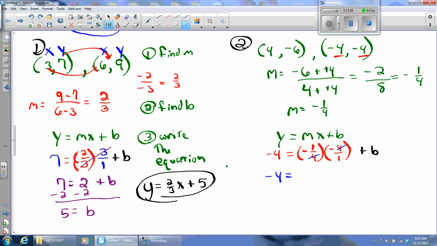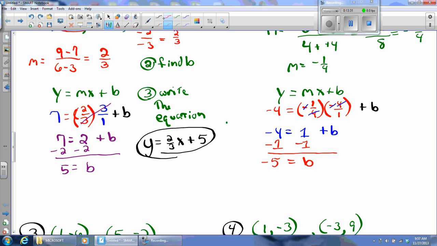Okay, I get -4 here. The negatives cancel. I'm left with 1 plus b. I'm going to subtract 1 from each side. -5 equals b. So now I have my y-intercept. Now I have to write my equation complete with variables. So my variables are y. I need my slope, which was what, -1/4. Then I need a variable x, and then a -5.